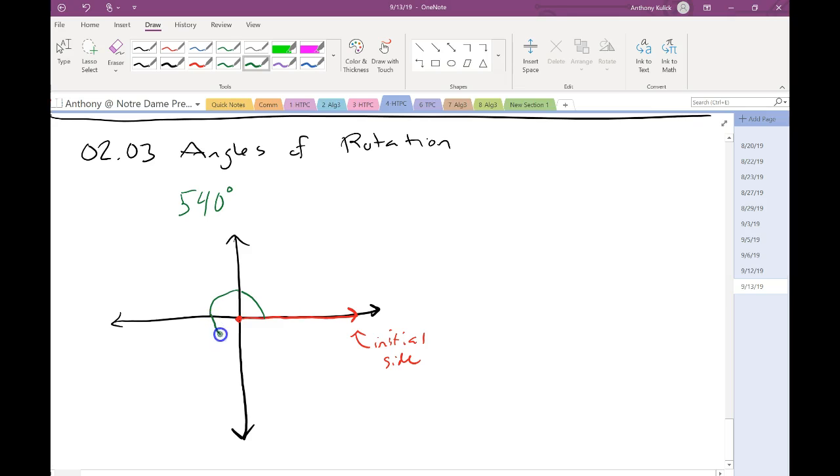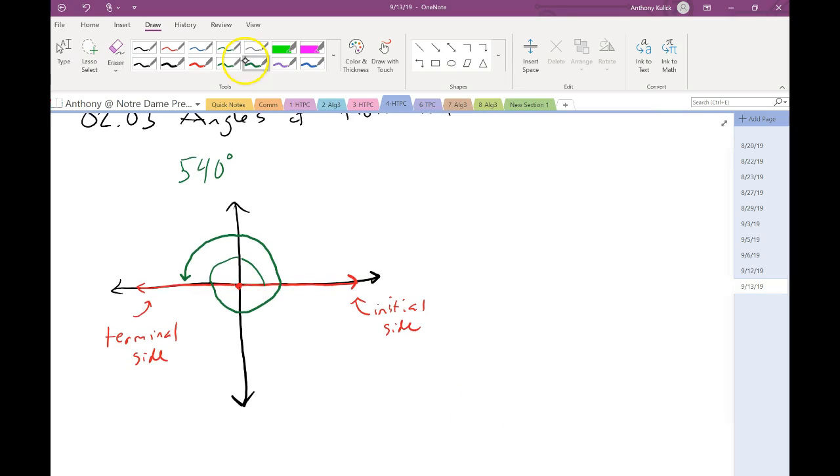And 180, 270, 360, 450, 540. We call this arm of our angle the terminal side. Notice for this 540-degree angle, we rotated counterclockwise.